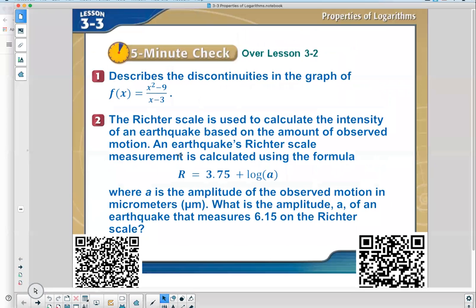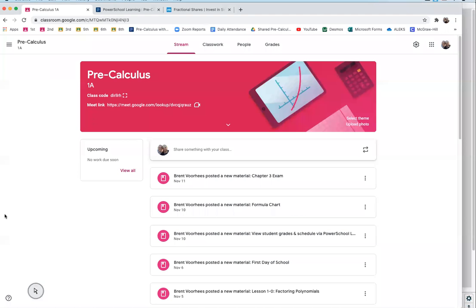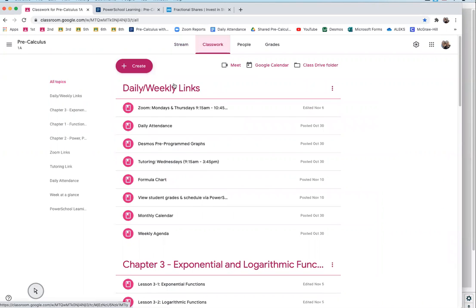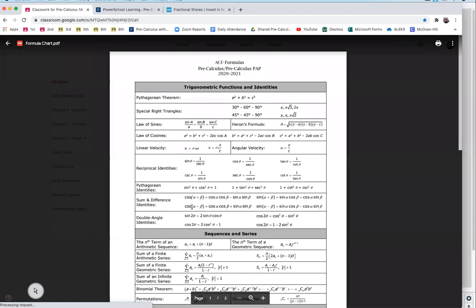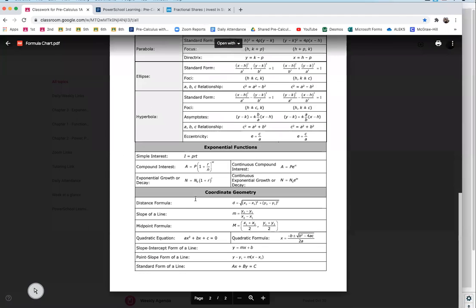All right, good morning. We're going to take a look at lesson 3.3. As a reminder, just a couple things I want to show you. If you go to Google Classroom and go to classwork, some helpful tools are the formula chart here. Today is going to be more logarithm based, but it's in the chapter with exponential functions, so I just want to draw your attention to exponential functions.